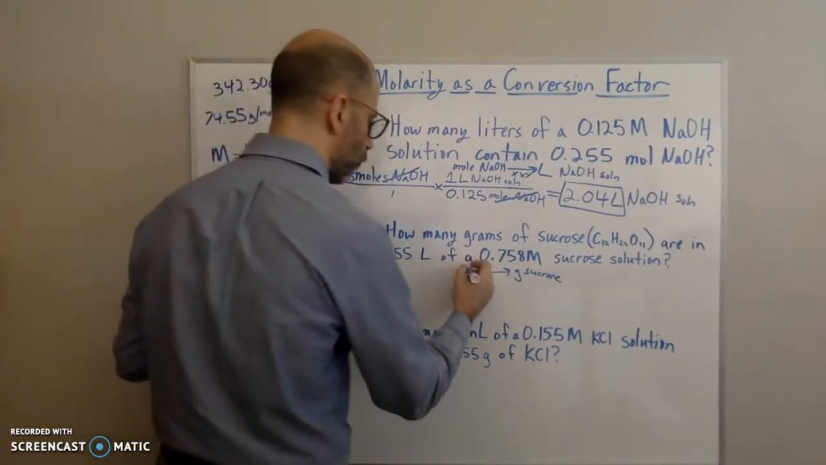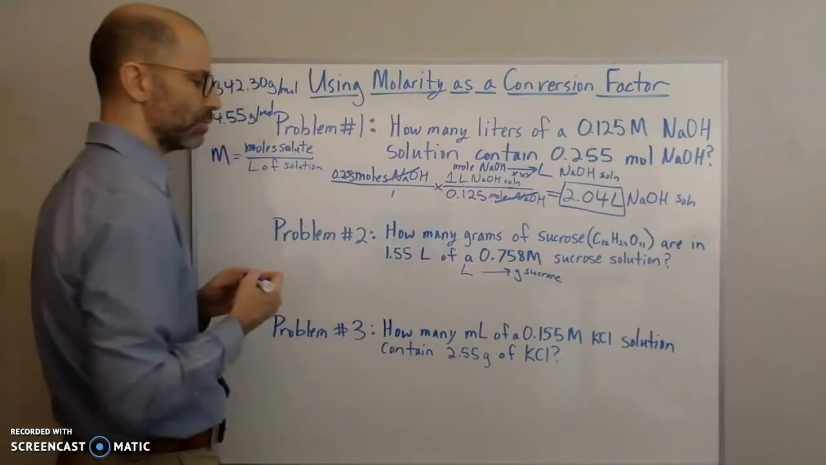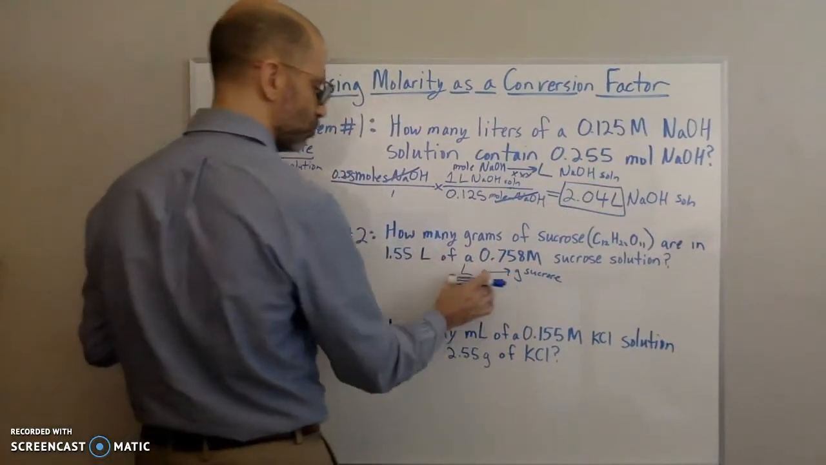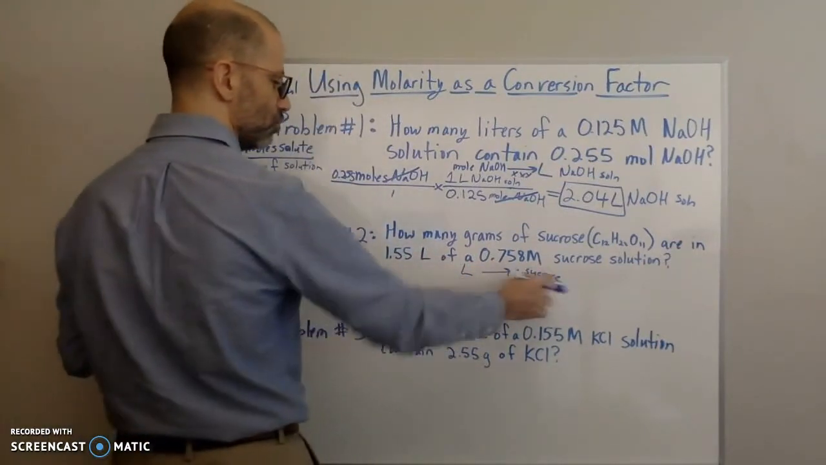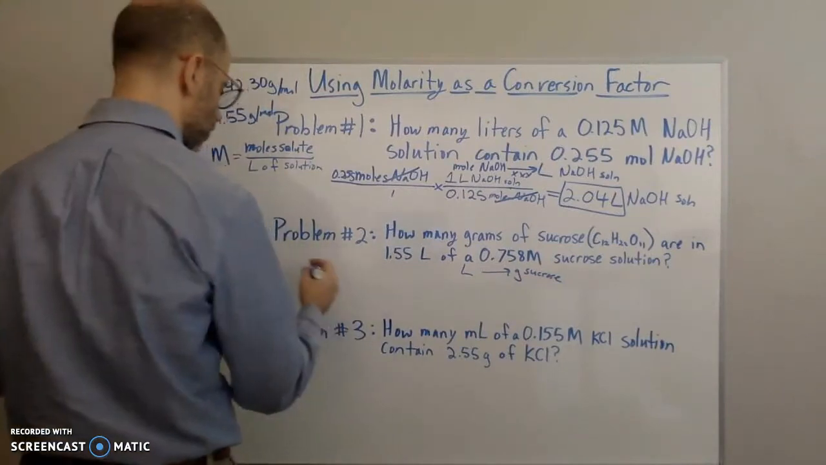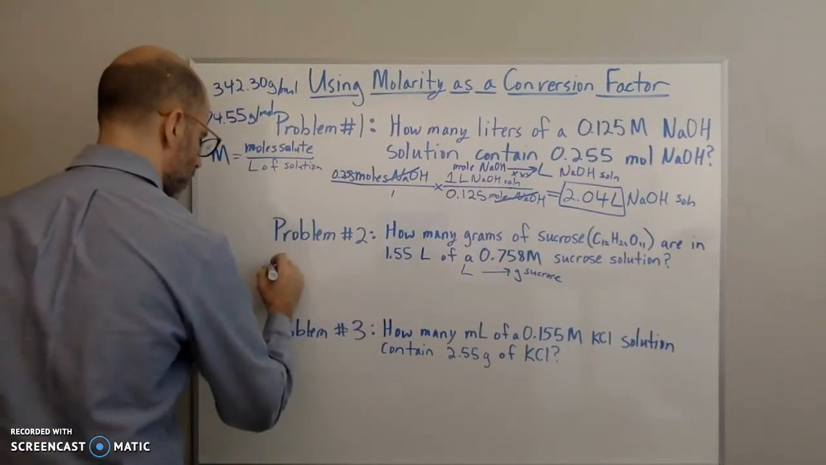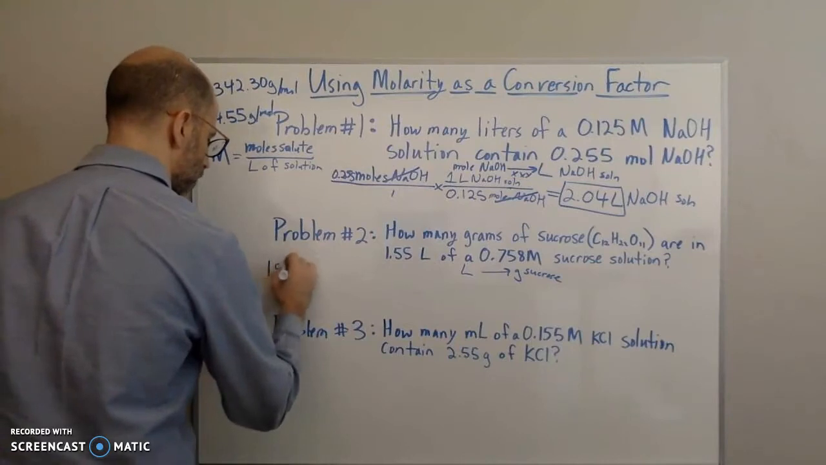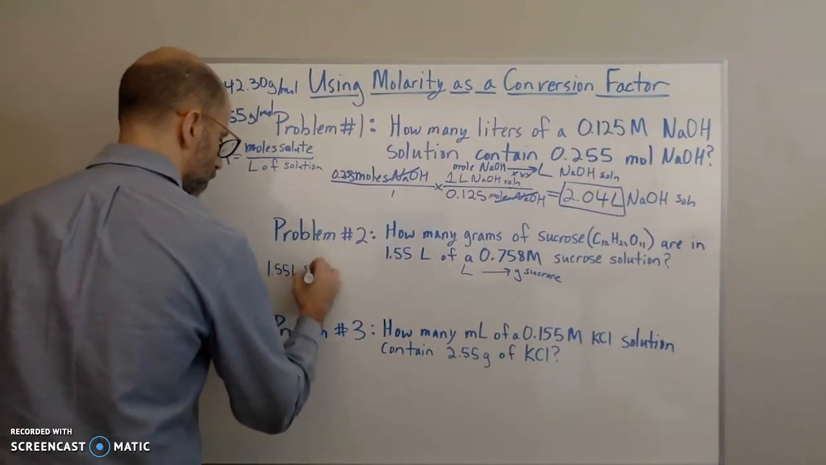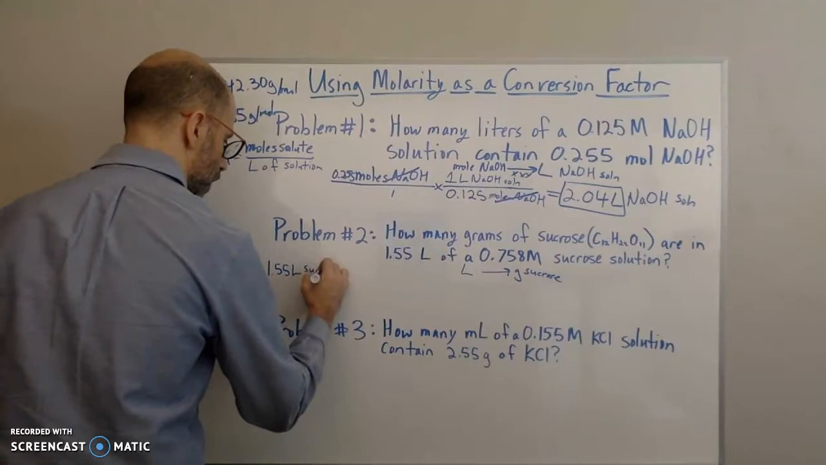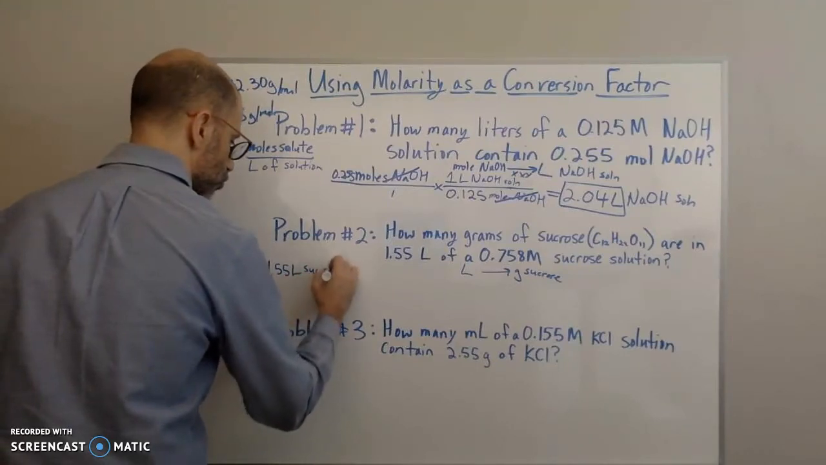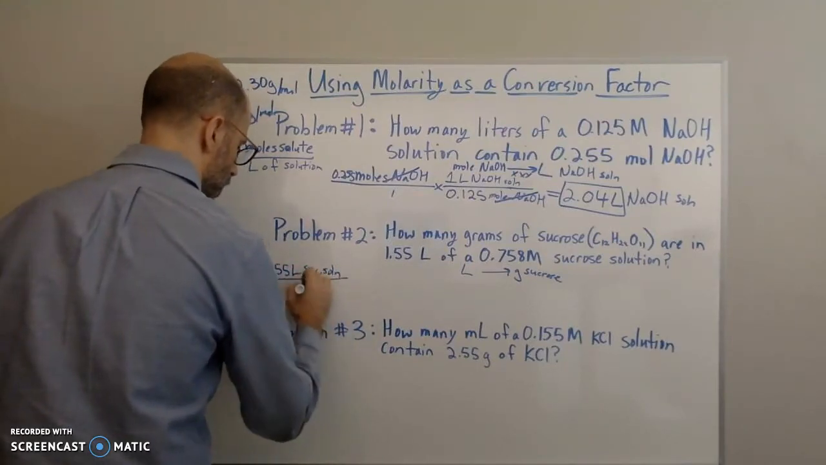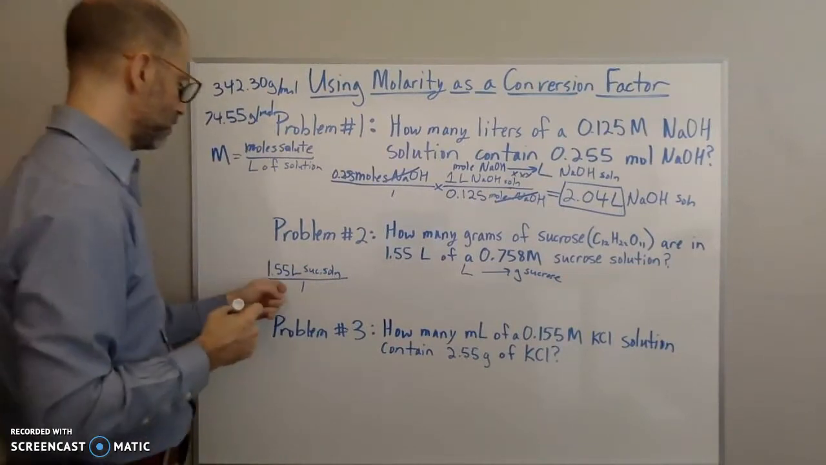So we want to go from liters of our sucrose solution to grams of sucrose. So we're going to start with liters. They give us 1.5 liters of our sucrose solution over 1.